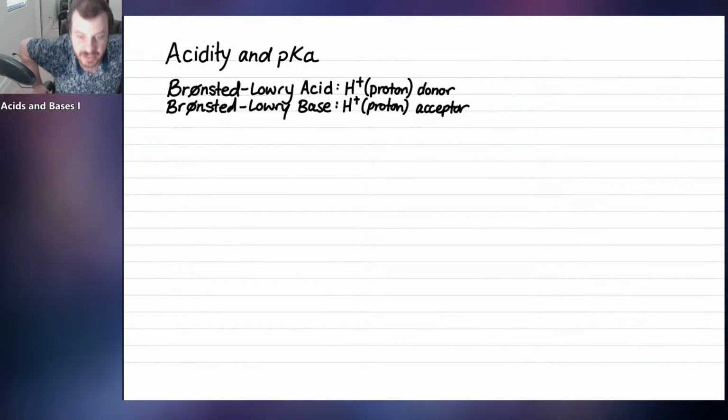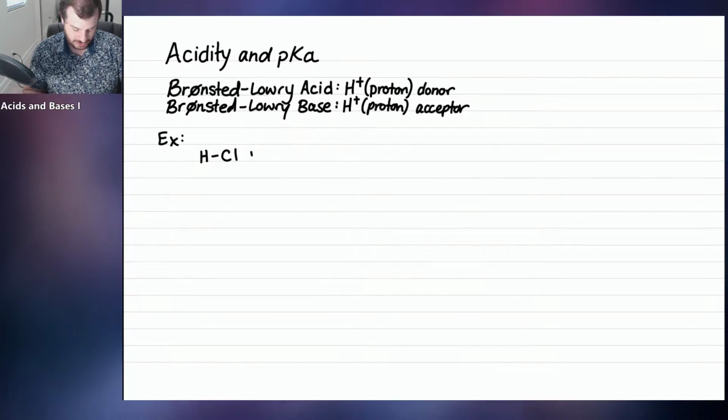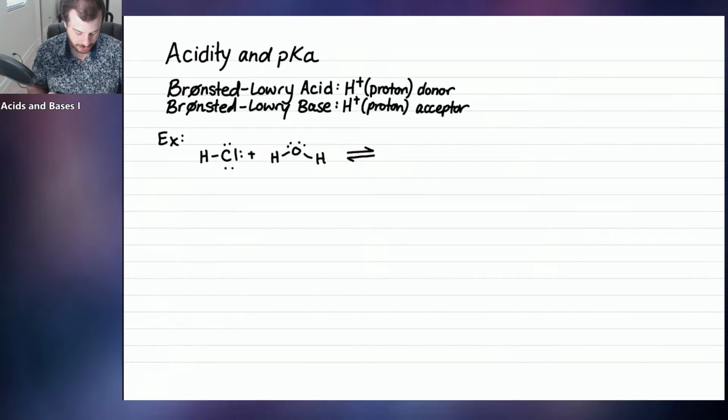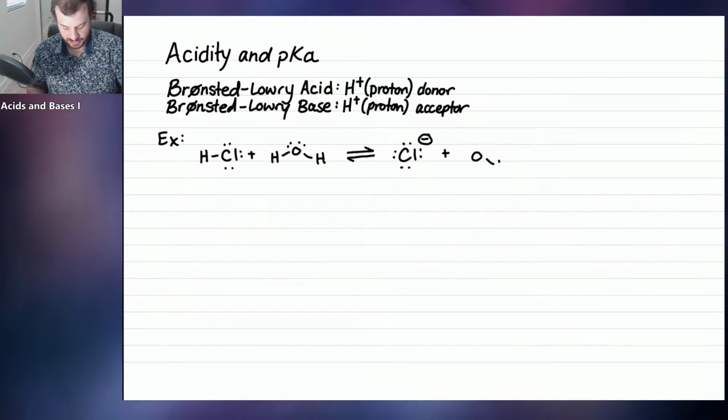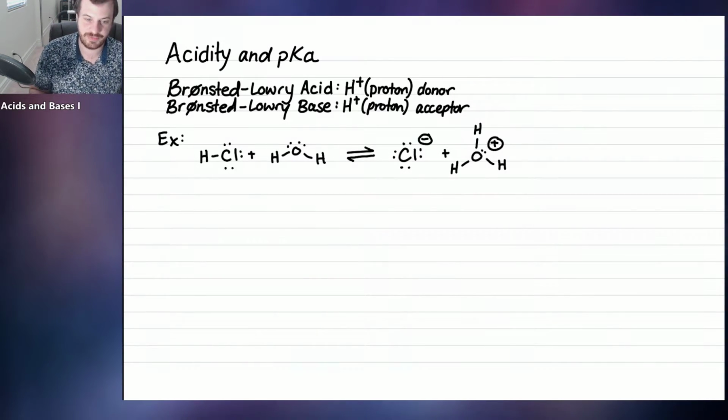Okay, so let's take a look at an example of an acid-base reaction and see if you can identify the acid and the base. Okay, so we'll have HCl plus H2O. And I'll draw in some lone pairs, why not? Feeling fancy today. And we'll draw an equilibrium arrow to show that these acid-base reactions are easily reversible. And the products are the chloride ion plus the hydronium ion. Okay, that's an example of an acid-base reaction.